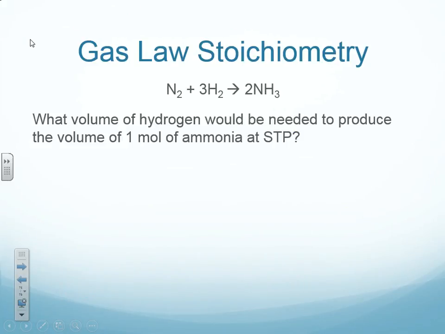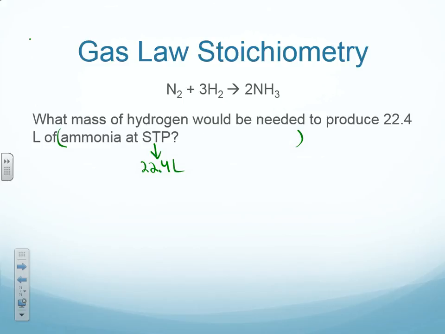Okay, so I worded this first question a little funny, and then I'll show you in terms that you're more used to looking at. But what volume of hydrogen would be needed to produce the volume of 1 mole of ammonia at STP? The volume of 1 mole of ammonia at STP, we just verified. 1 mole of a gas at STP is 22.4 liters. Okay, so here we go. Same question. What mass of hydrogen would be needed to produce 22.4 liters of ammonia at STP?